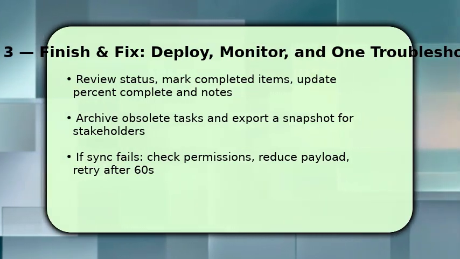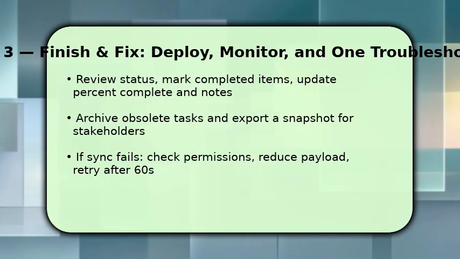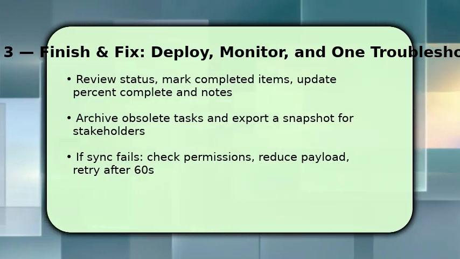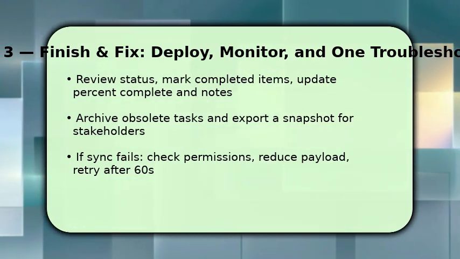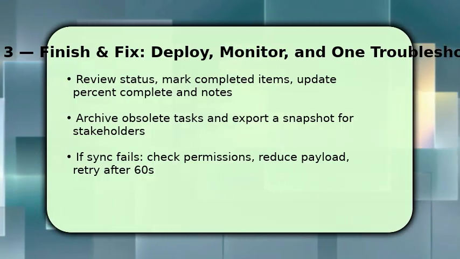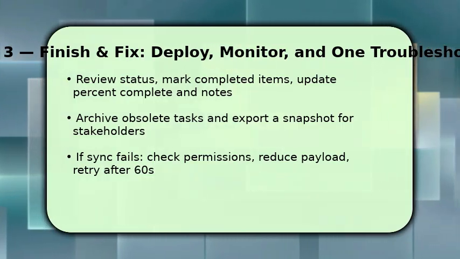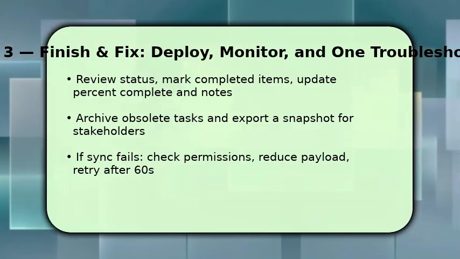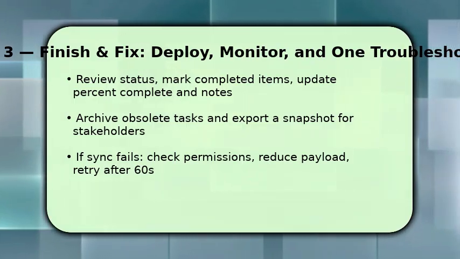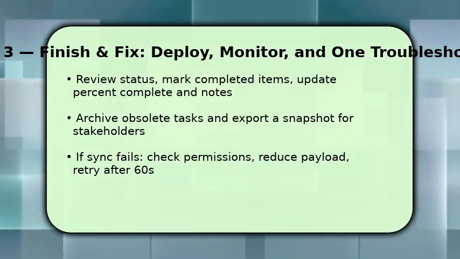If the sync fails, first check that permissions and API keys are valid. Next, reduce payload size by removing large attachments and retry after 60 seconds. If issues persist, reassign the primary owner briefly and run the sync again. This often forces a fresh reconciliation.